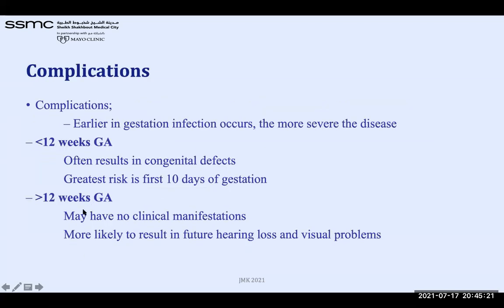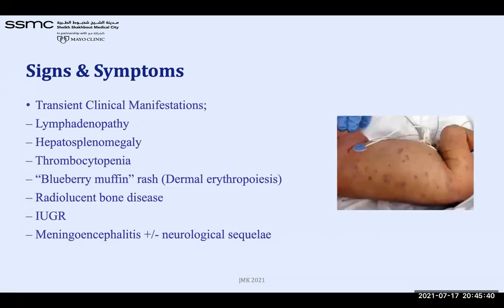There are a lot of complications. If the gestation is less than 12 weeks and the mother gets the infection, it often results in congenital defects, with greater risk in the first 10 days of gestation. After 12 weeks, there may be no clinical manifestation, but it is more likely to result in future hearing loss and visual problems.